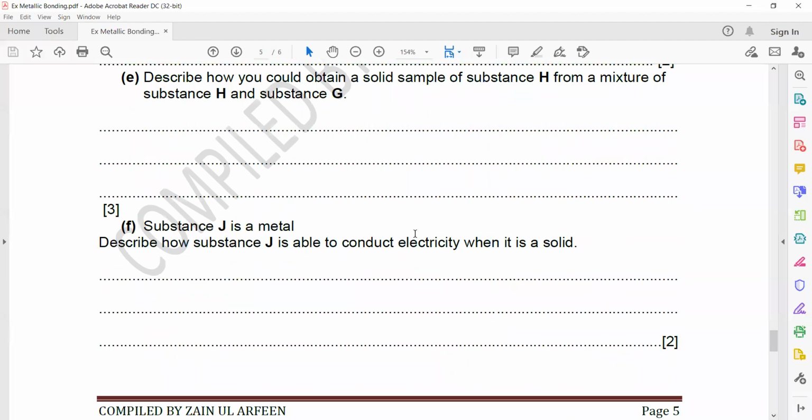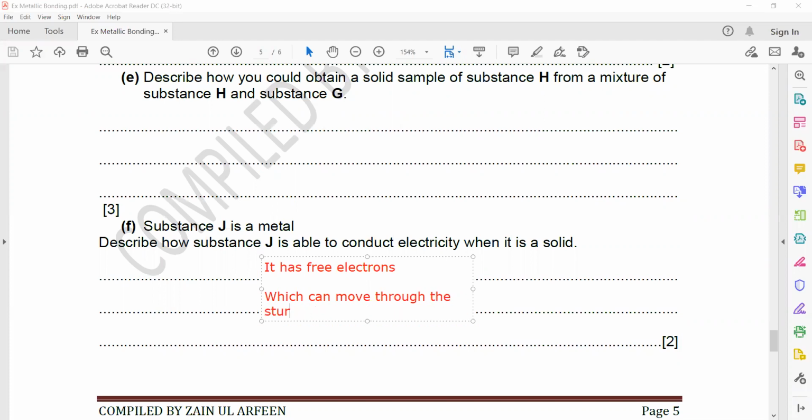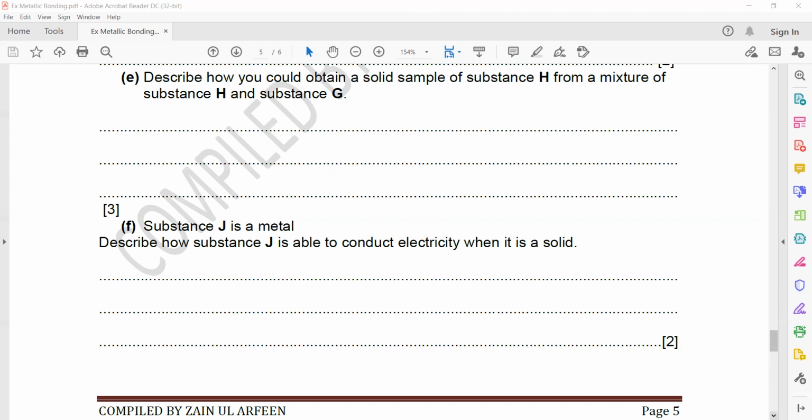Substance J is a metal. Describe how substance J is able to conduct electricity when solid. Again, because it's a metal, it has free electrons which can move through the structure. So free electrons which can move through the structure. That's why substance J can conduct electricity.